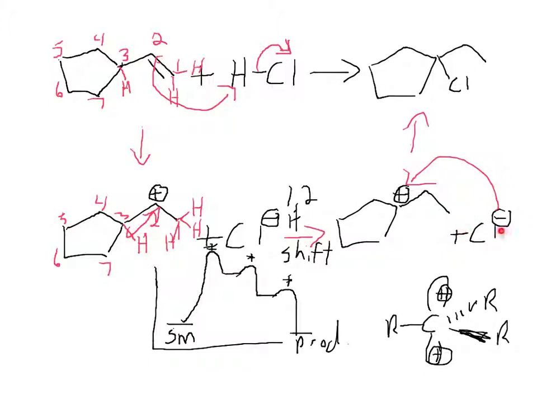This chlorine attacks right here. Does it care if it attacks the top or the bottom? If it attacks the top, doesn't that give you one enantiomer? And if it attacks the bottom, it gives you the other enantiomer, right? So what you're going to get here is a mixture of both R and S, and there's no preference, so it's a 50-50 mixture, and we call that racemic. Good question.